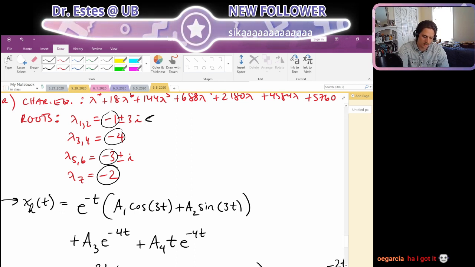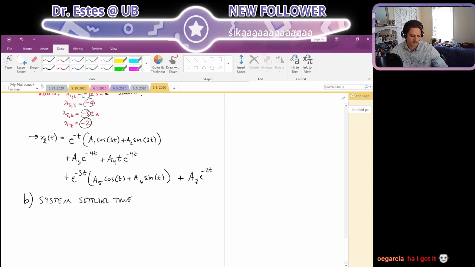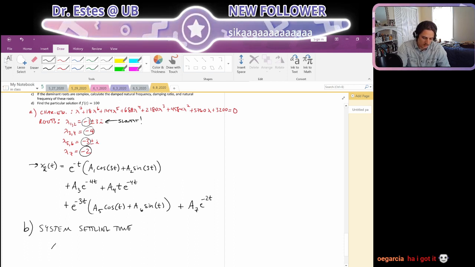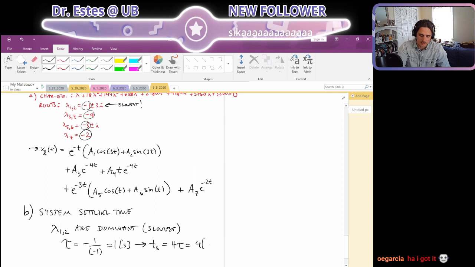So these are our slowest roots. So lambda 1 and 2 are dominant. In other words, they're the slowest. And so we know that tau is minus 1 over the real part of the root, which is minus 1. So it's 1 second. So the settling time is 4 times tau, so it's 4 seconds.